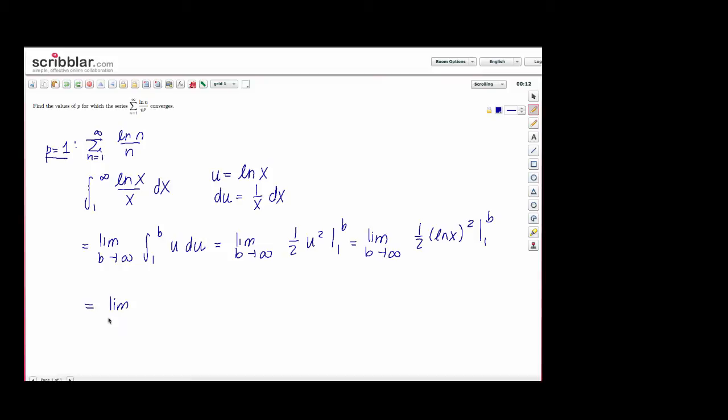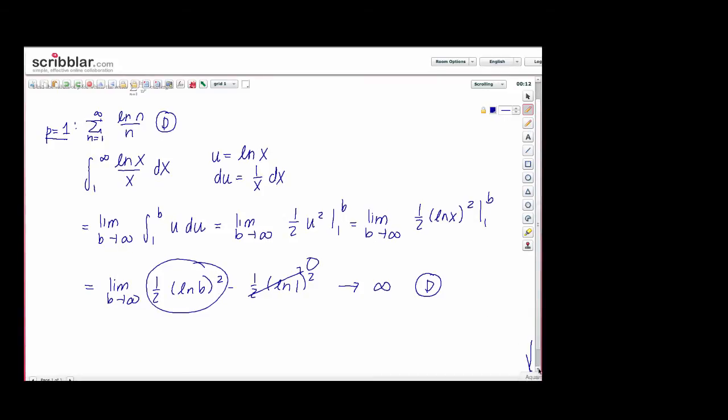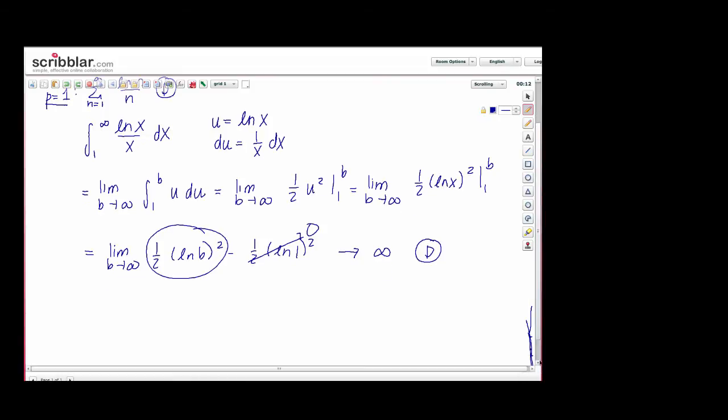So we get the limit as b goes to infinity of 1/2 natural log of b squared minus 1/2 natural log of 1 squared. Natural log of 1 is 0, so that term goes away. But as b goes to infinity, natural log of b goes to infinity, so this entire expression goes to infinity. So our improper integral diverges, which means our series diverges for the case when p is equal to 1.